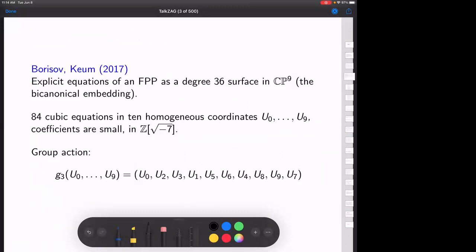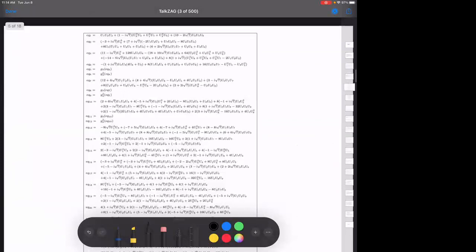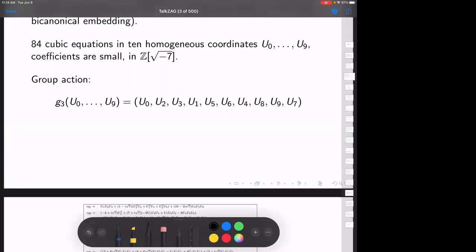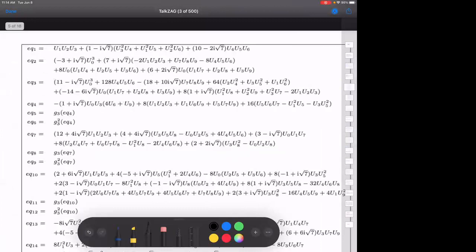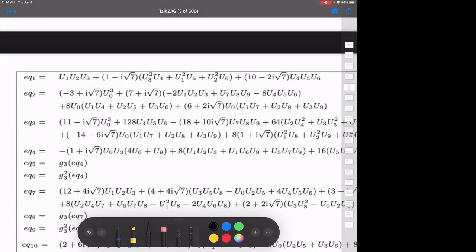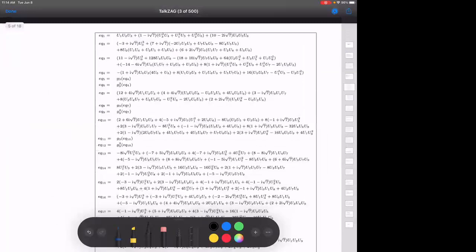Four years ago, jointly with John Hayek, we gave explicit equations of a fake projective plane, well, one of them, as a degree 36 surface in CP9. Well, here they are. You have 10 variables, and there is a group action that permutes them. There is also another group action of a group of order 7 for which the U's are just eigenvariables. This is one equation, and then you have various translates of that equation. There should be 84 of them, and there are 84 of them. It only takes 2 pages.